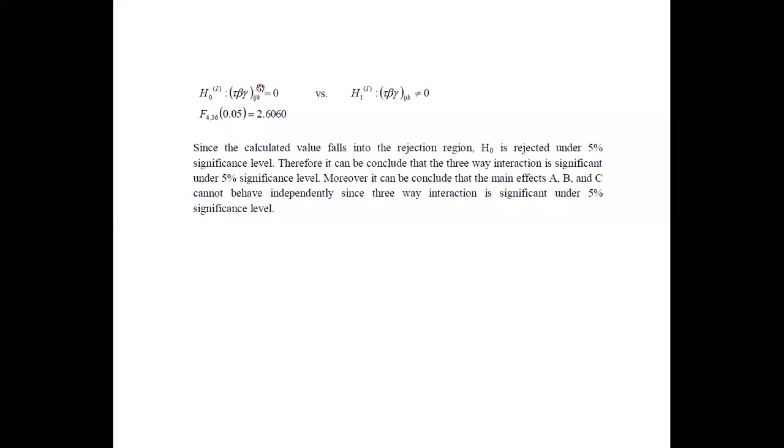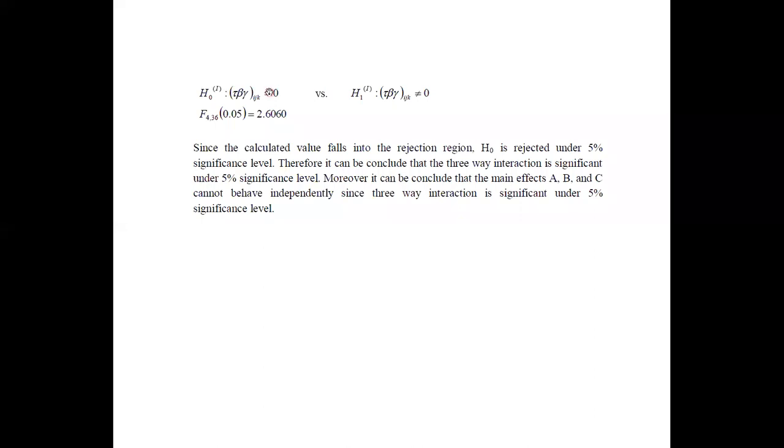But what will happen if this is not rejected? If it is not rejected, then you have to test for the presence of two-way interaction. If at least one interaction exists, then thereafter you have to test for each and every level of each factor. Then, if all the two-way interactions are not significant, you can test for the main effects. That is how we are performing the hypothesis testing.